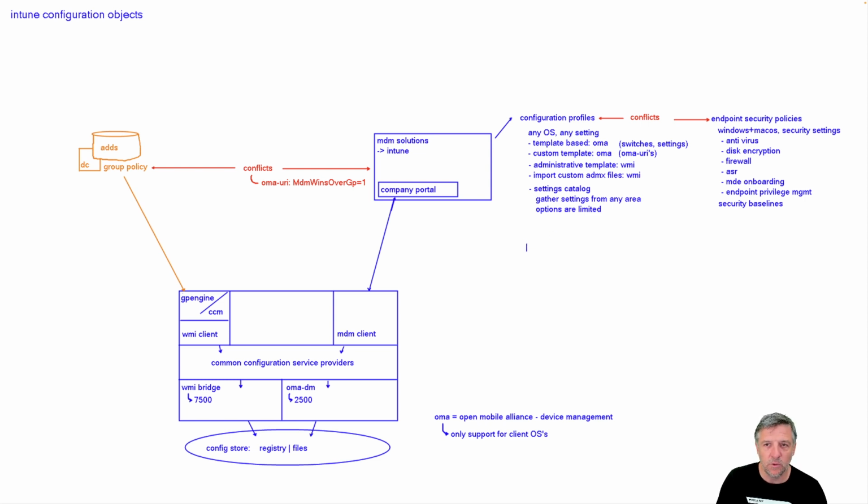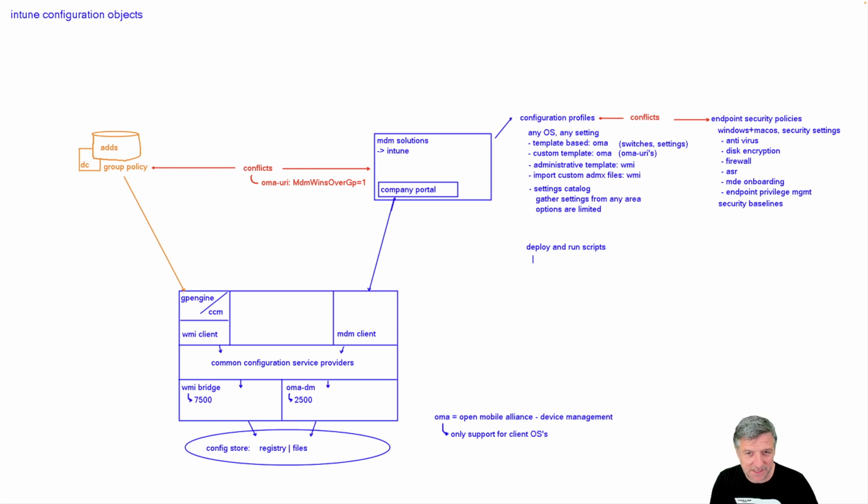Another thing we can do in Intune is we can deploy and run scripts. We can only do that. Yes. Regarding the configuration profiles and the endpoint security policies, if there are conflicts, how does Intune tell you, or do you have to figure it out on your own?